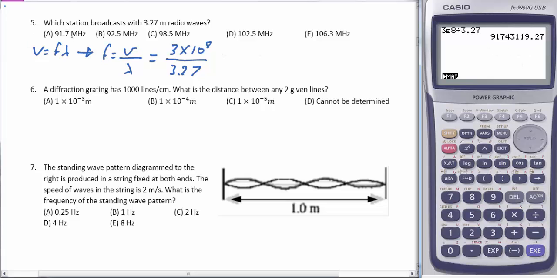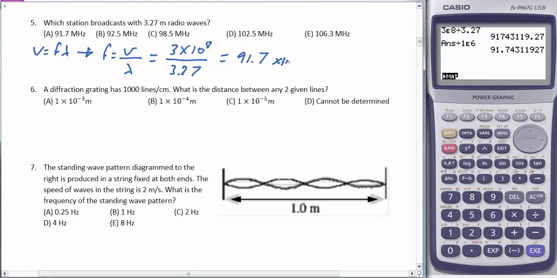Now, it says the answer should be somewhere in the megahertz. I know that mega means times 10 to the 6, so I'm going to divide by 1e6, and then I should get an answer that looks the same. And so I do. I get 91.7 times 10 to the 6 hertz. So therefore, the answer must be A.